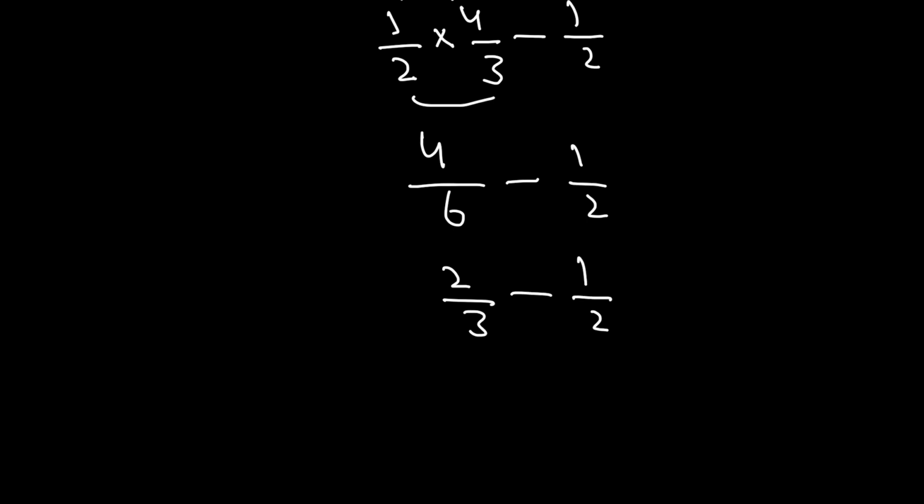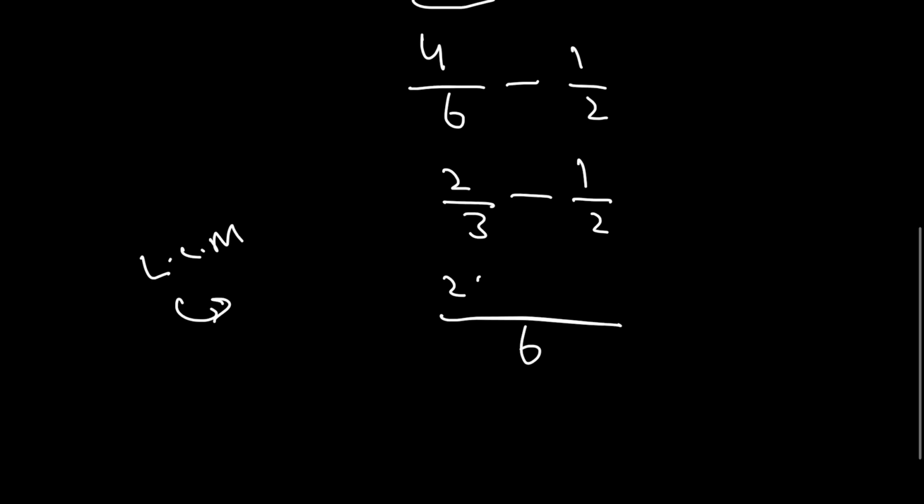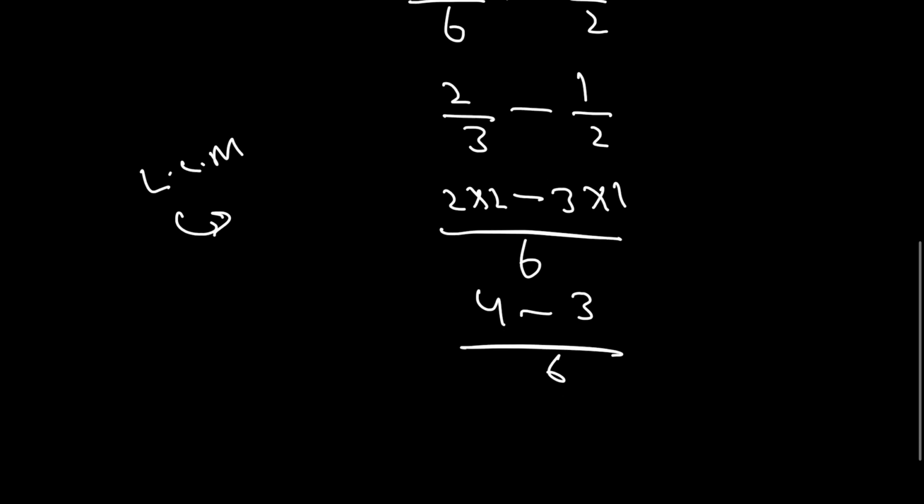And at the last step we choose the LCM, the least common multiple. We choose the number on which the 3 table and the 2 table meet, so we choose 6. 3 times 2 is 6, so 2 multiply 2. And minus: 2 times 3 is 6, so 3 multiply 1. So 2 multiply 2 is 4 minus 3 multiply 1 is 3, over 6. 4 minus 3 is 1, over 6.